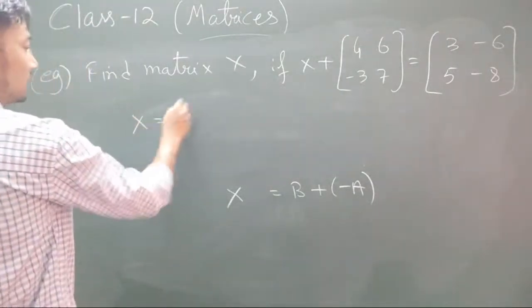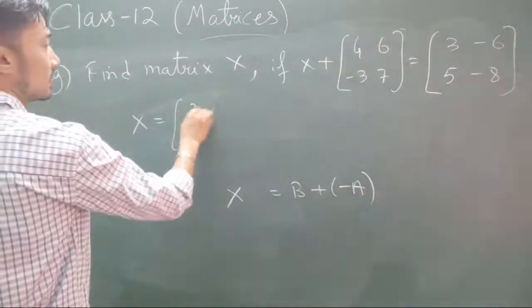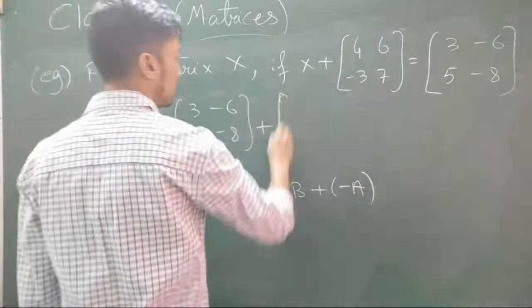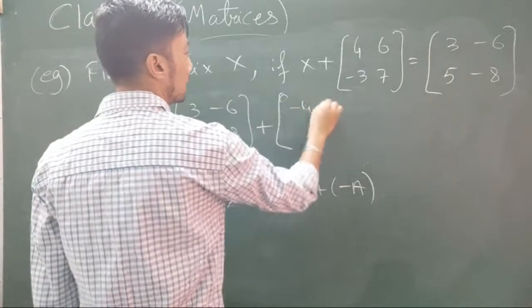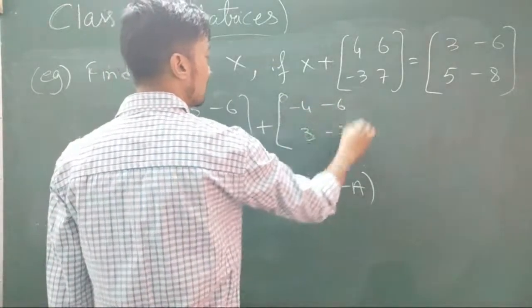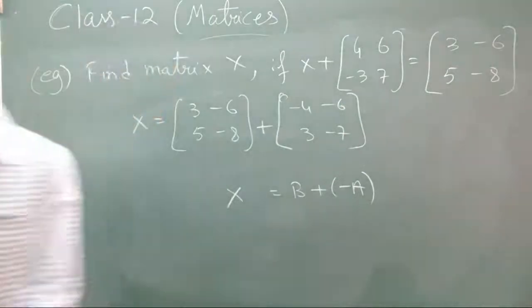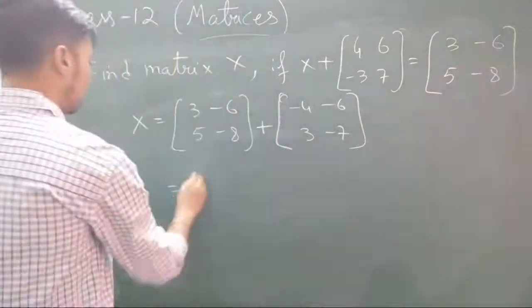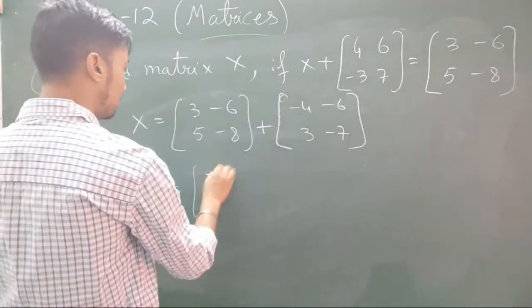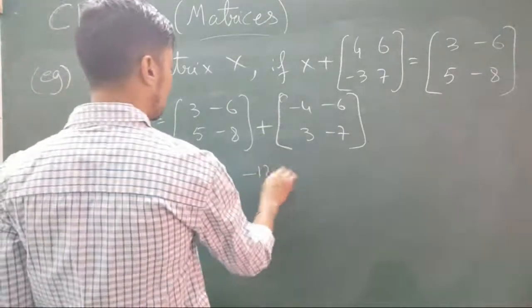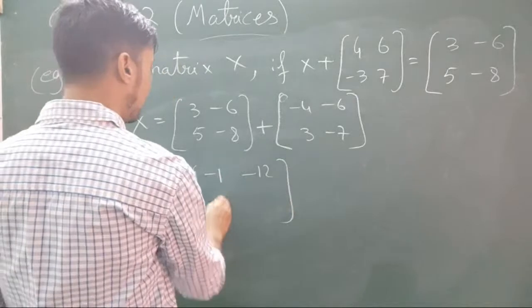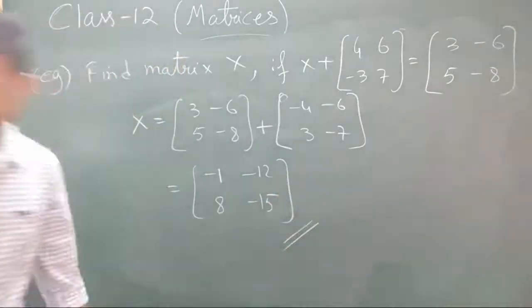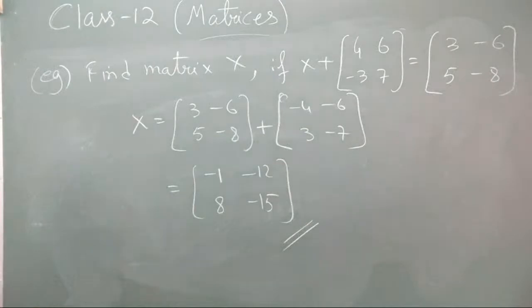So X will be equal to B, the matrix 3, minus 6, 5, minus 8, plus the negative of the matrix A, minus 4, minus 6, 3, minus 7. So our matrix X would be 3 minus 4, minus 1, minus 6 minus 6, minus 12, 5 plus 3, 8, minus 8 minus 7, minus 15. So this is our matrix X.